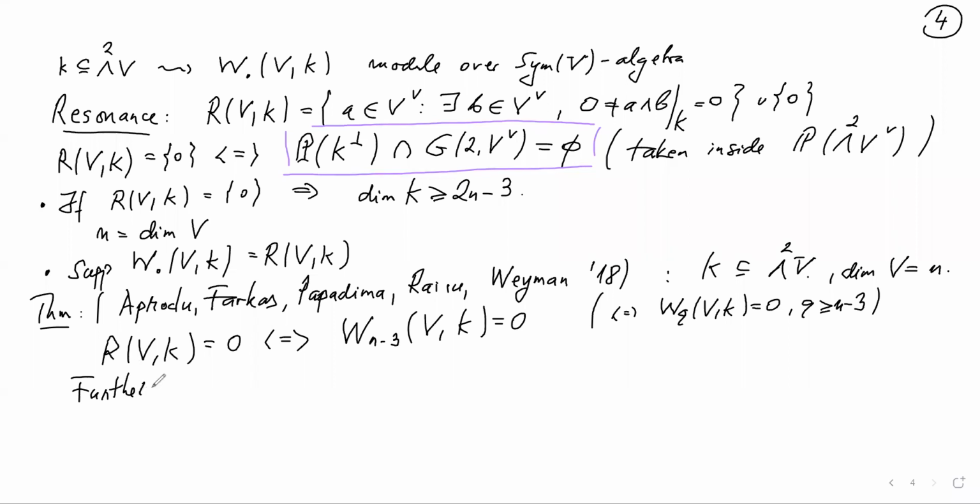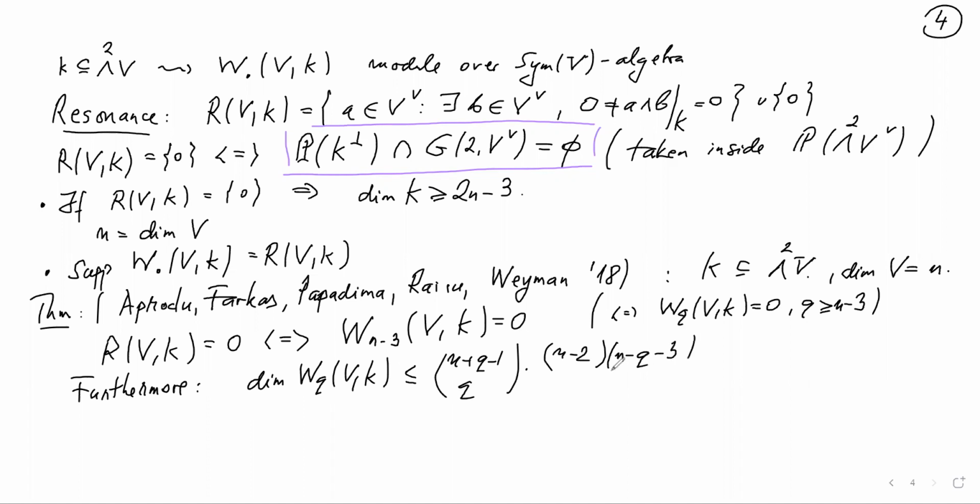we also determine the Hilbert series of this causal module, and we prove that the dimension of W_q V_K is at most (n+q-1 choose q) times (n-2)(n-q-3) divided by (q+2). And this is for all q in the range where the resonance doesn't vanish. So this is the theorem. This is the theorem on vanishing resonance.